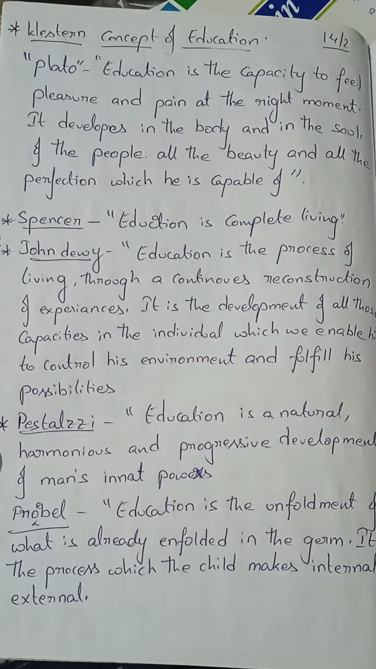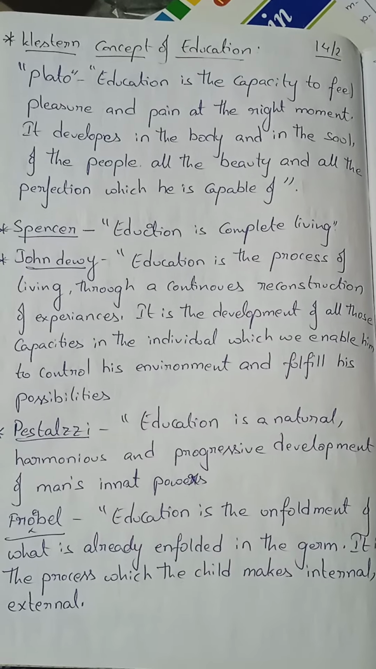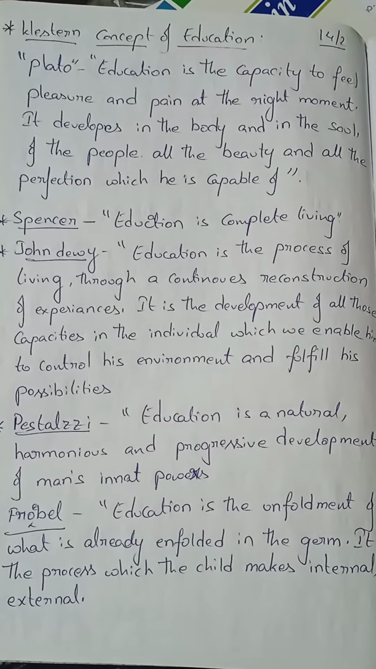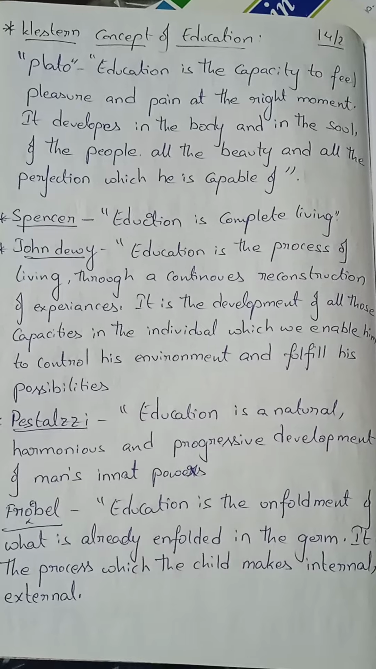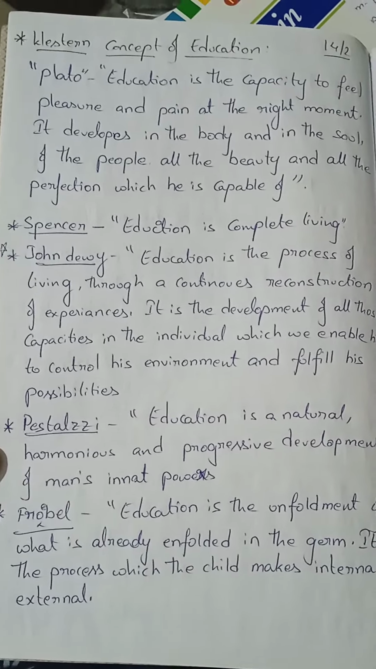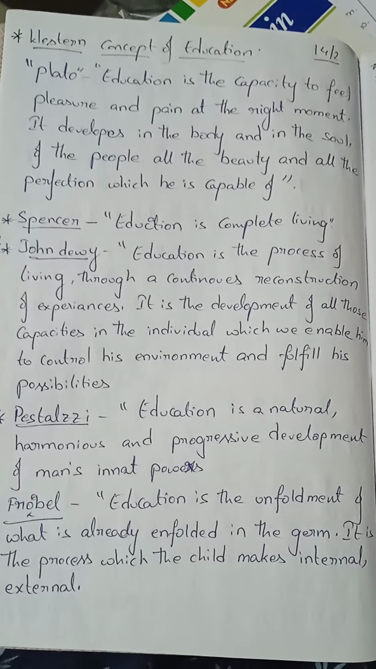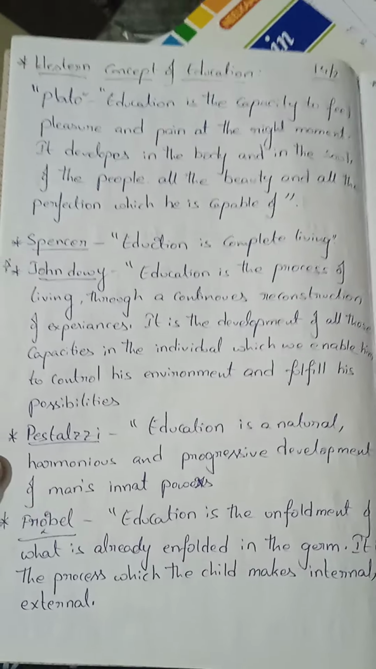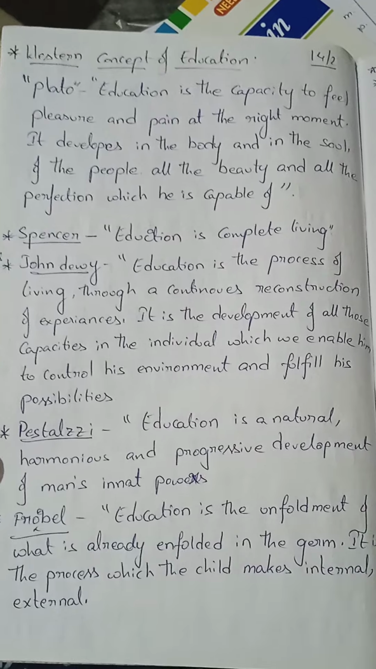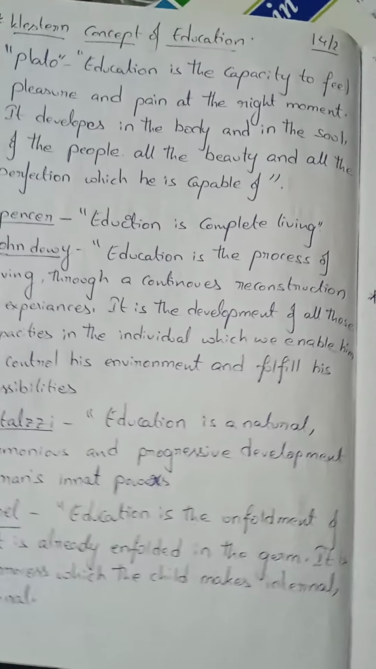According to Pestalozzi, education is a natural, harmonious, and progressive development of man's innate power. According to Froebel, education is an unfoldment of what is already enfolded in the germ. It is the process by which the child makes the internal external.